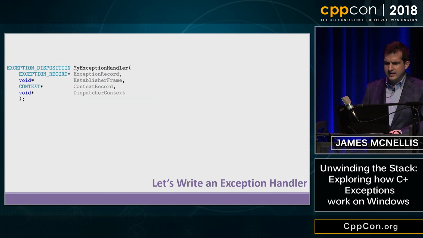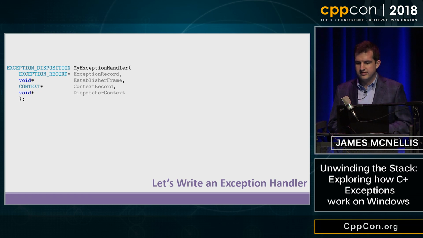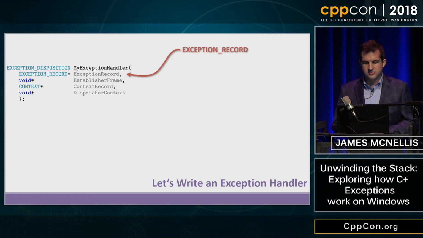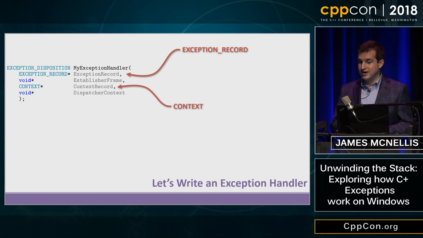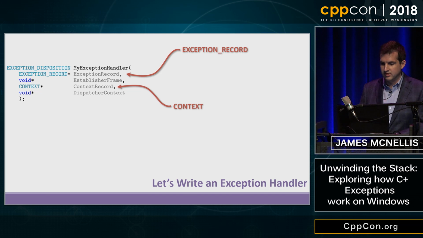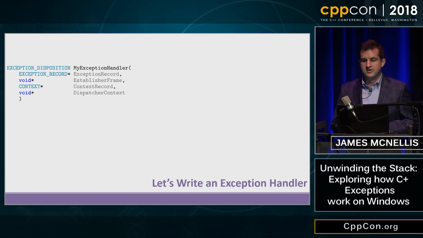An exception handler takes 4 parameters. Only 2 of these are important at the moment. So we can see that this function receives an exception record and a context record. These are, as you might guess, pointers to the exception record and context that the OS created for the exception earlier. And we'll start with a very simple exception handler function.